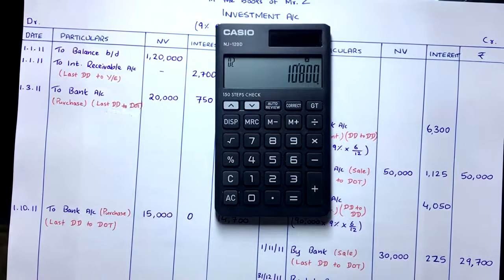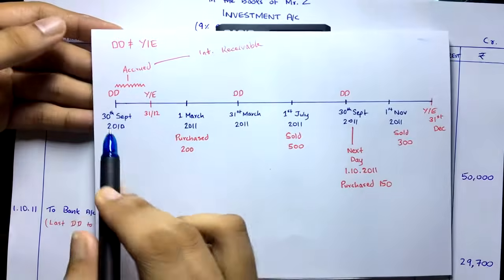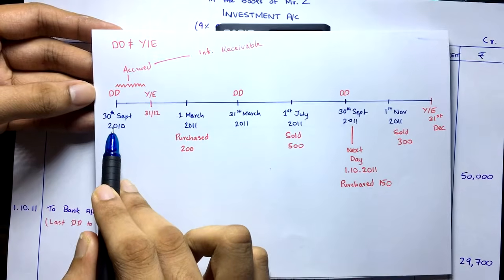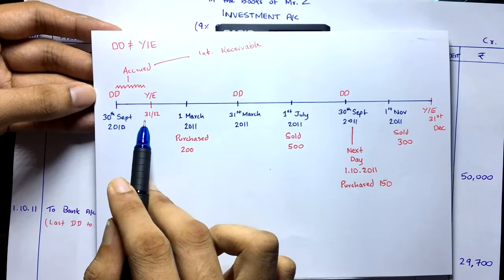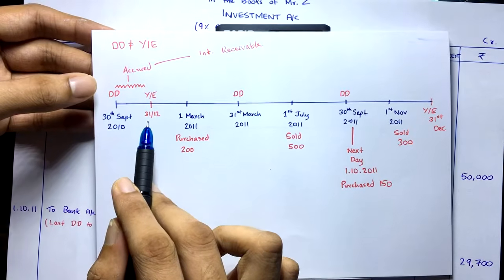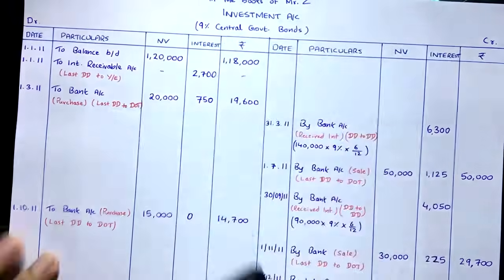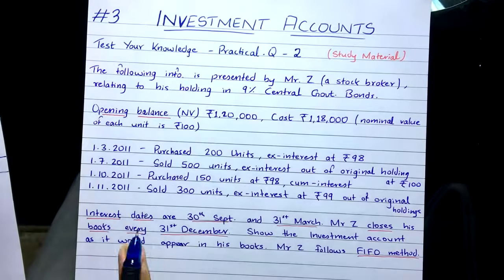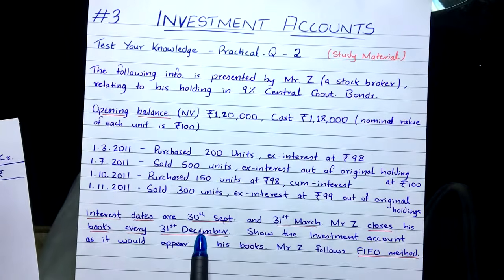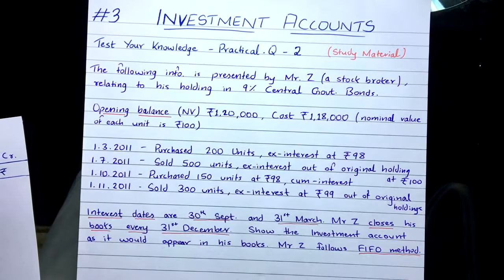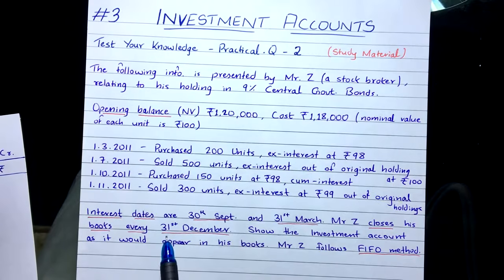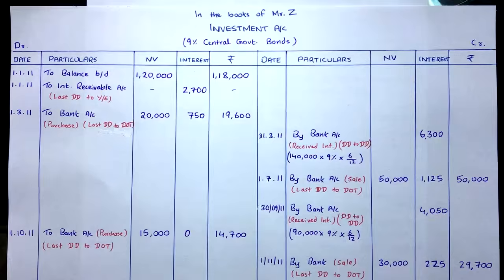Let me show you the diagram, this question's diagram. See here, the last due date was 30th September, isn't it? And then the year end was 31st December, isn't it? See the question. 30th September is the last due date, and the closing date is 31st December, isn't it? So last due date till the year end, that's the period you have to take.